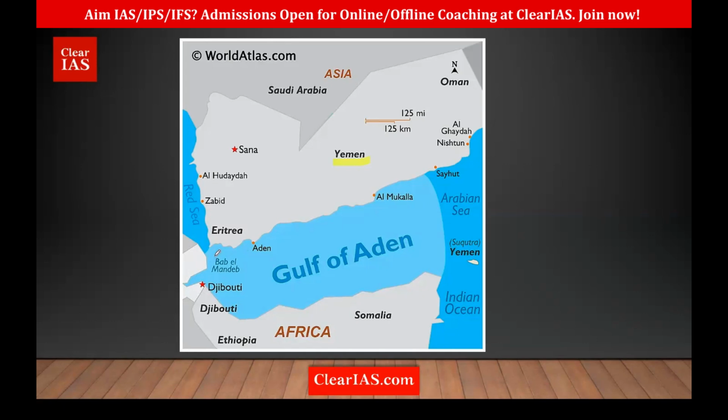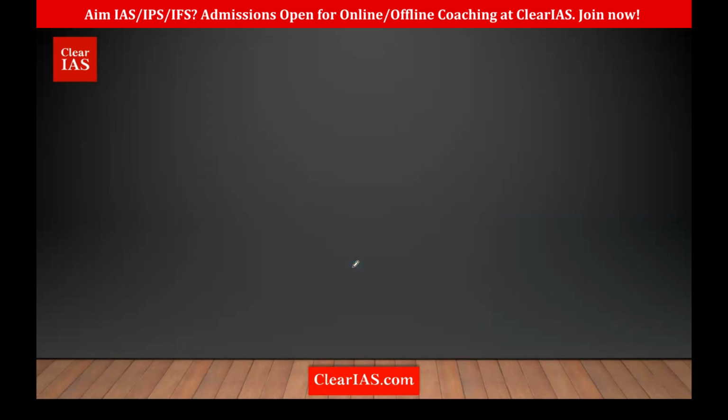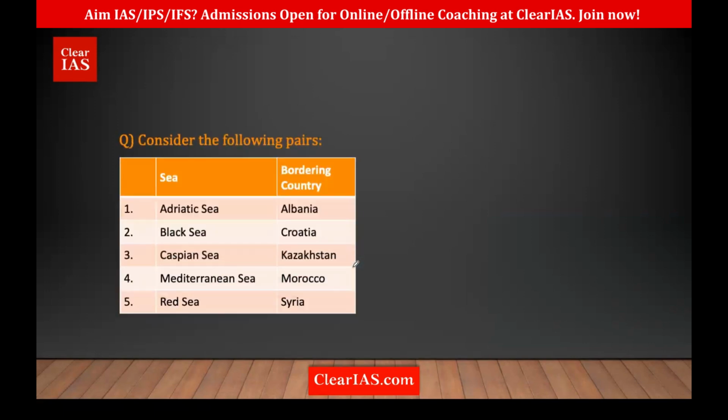So we have the Bab-el-Mandeb Strait here. The Red Sea is connected to the Gulf of Aden. Just remember these things, that's it. Now we'll solve a question which was asked for prelims.